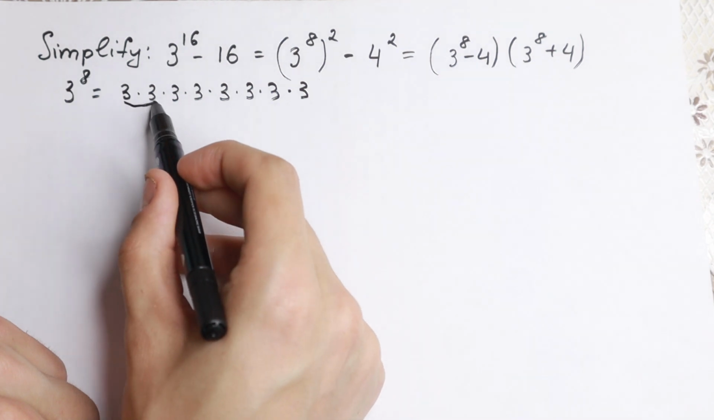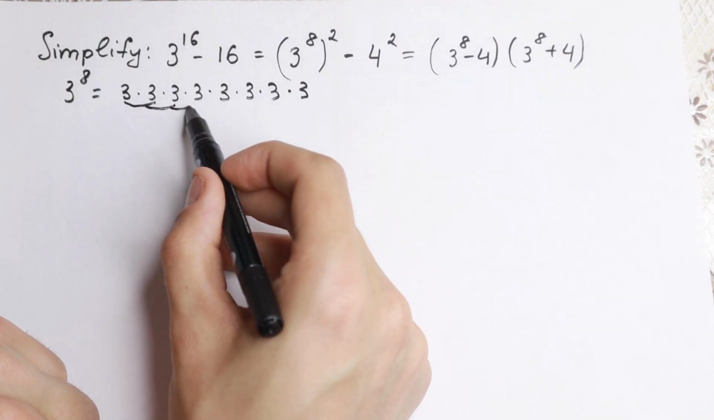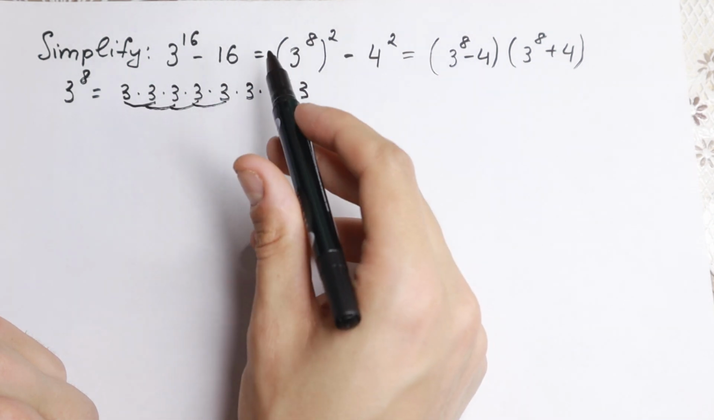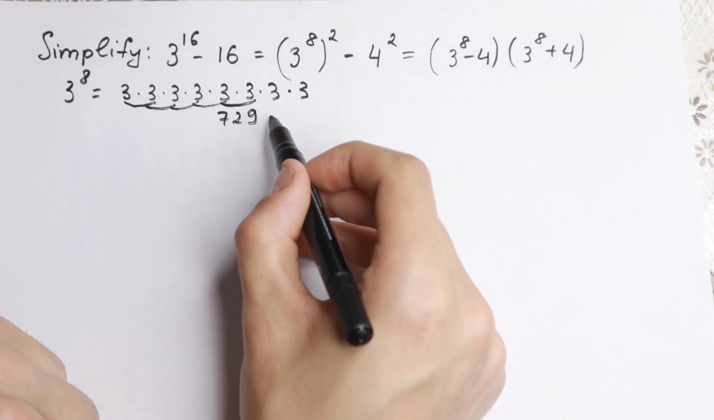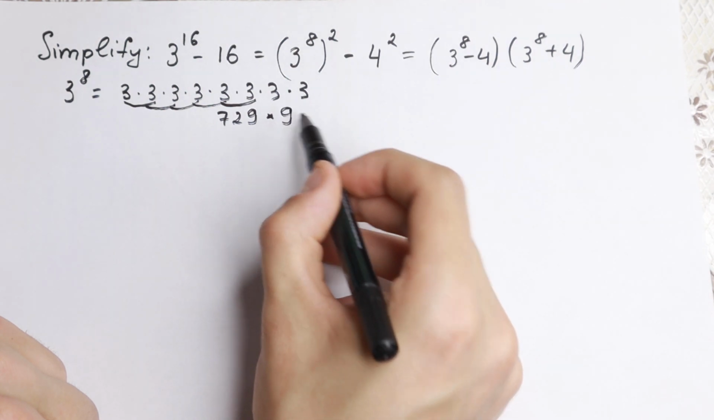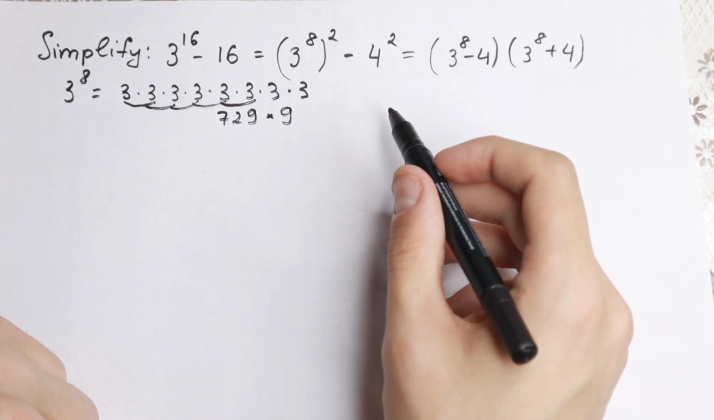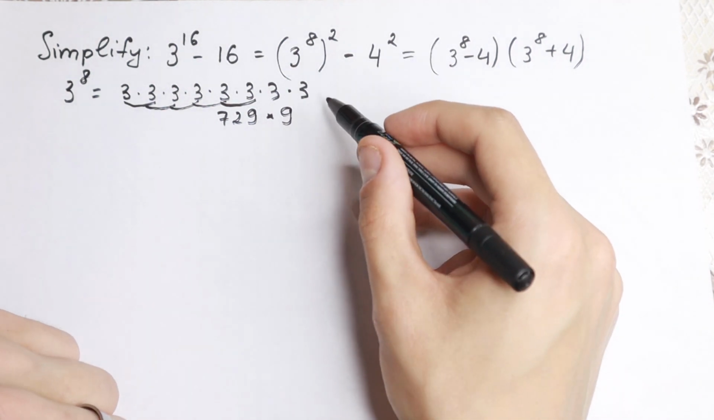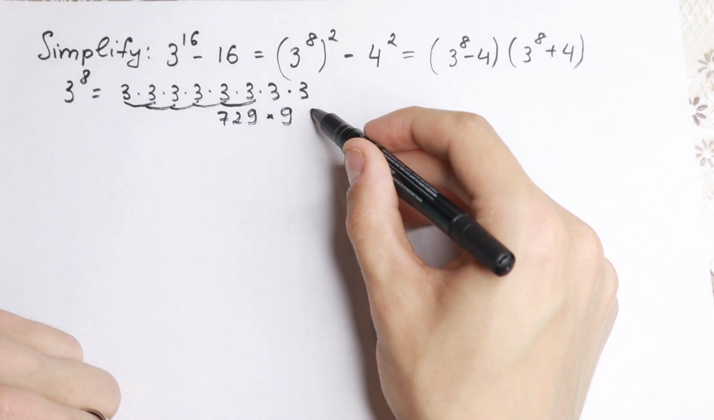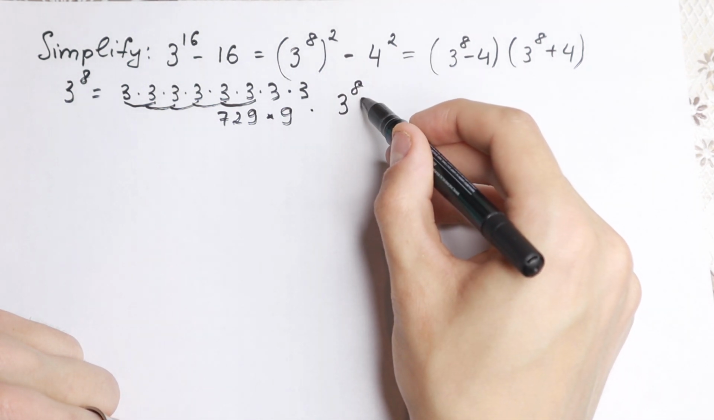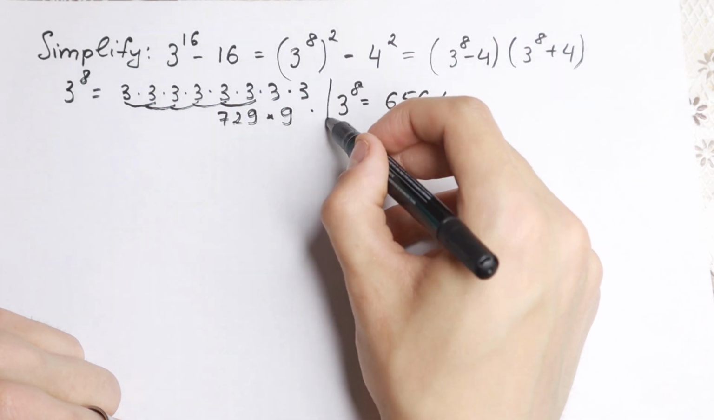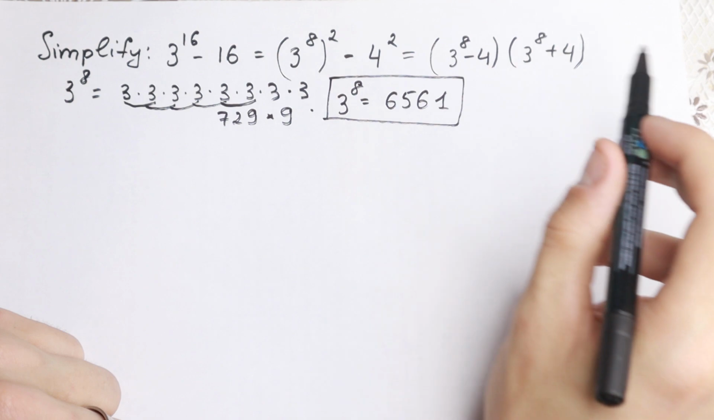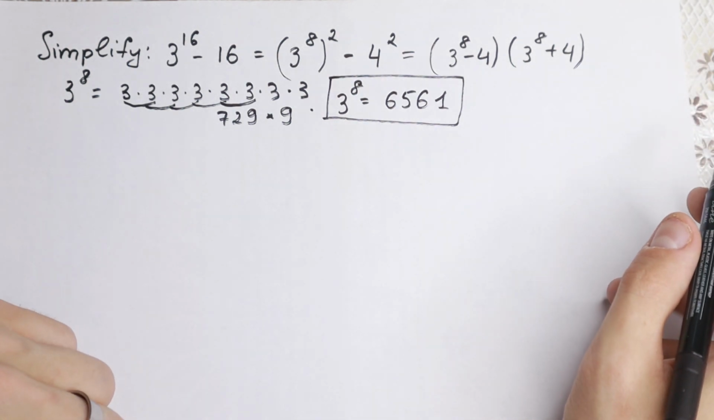So we have 9, we have 27, 81, 243, 729, so we have 729 right now, and we need to multiply it by 9. If you multiply it by 9, I try to multiply it real quick in my head, we have that our 3 to the 8th power will be equal to 6,561. So I hope you understand this step. We found our 3 to the 8th power.